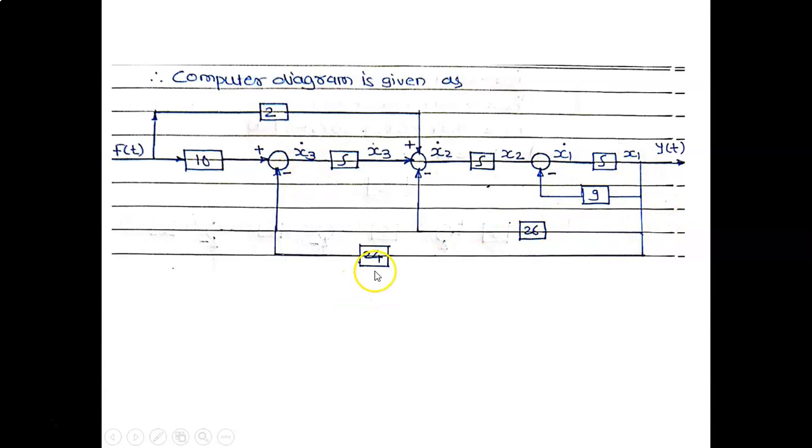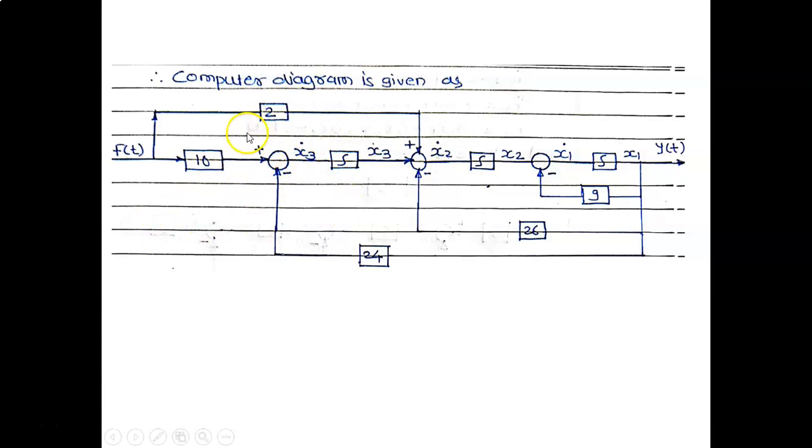24 x1. Therefore the integration of x3 dot is equal to x3, and again it is fed back to the summing point of x2 dot. Therefore the integration of x2 dot is equal to x2, and again it is fed back to the summing point. From the summing point the output signal is x1 dot, and its integration is x1. Therefore y of t is equal to x1. From this x1 we have taken one takeoff signal. We have fed it back to this 24 element, and we have fed it back to this summing point having negative value.